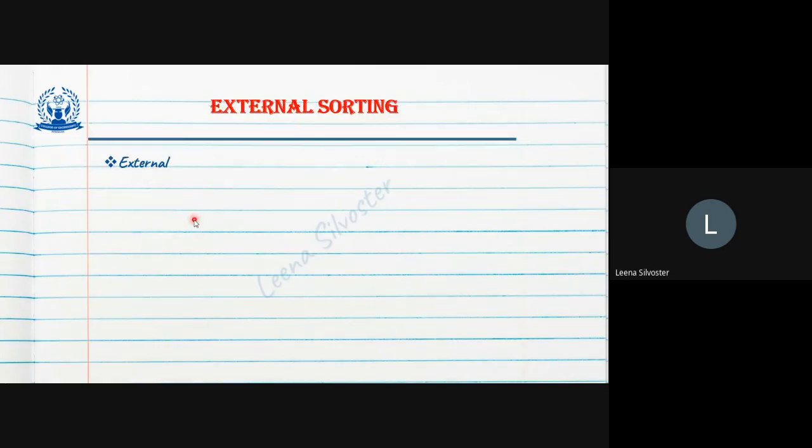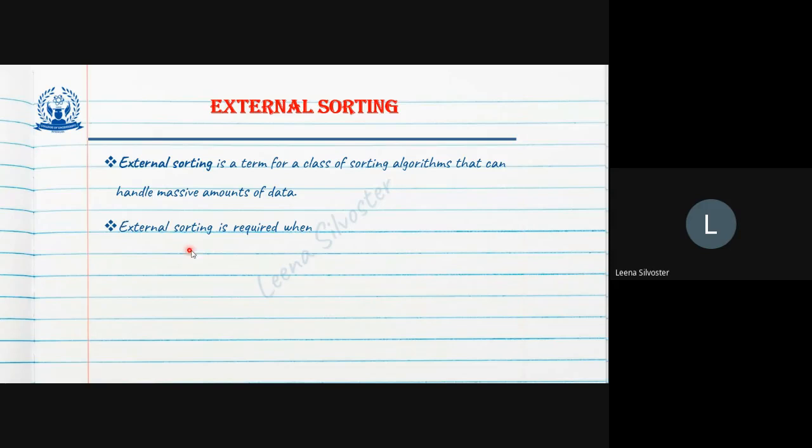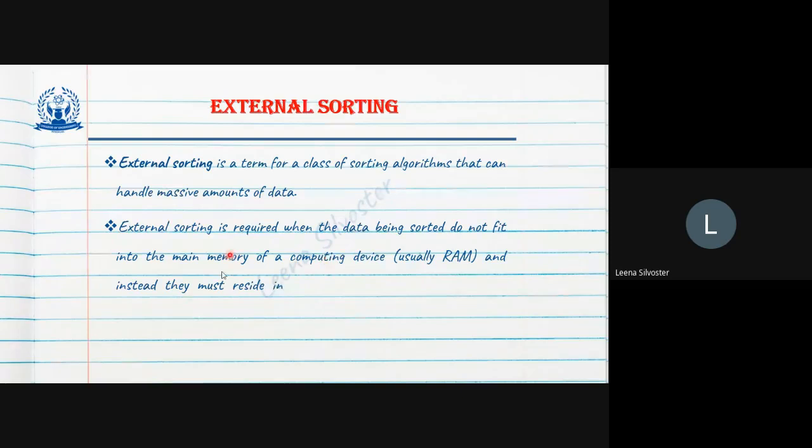Next is external sorting. We already studied that. External sorting is applied to a large set of data, that is, handling a massive amount of data. In this type of sorting, we need to do the sorting in external memory, because the data does not fit in the main memory. What do you mean by main memory? Main memory usually means RAM. Instead, the data must reside in the slower external memory, which is usually a hard drive.